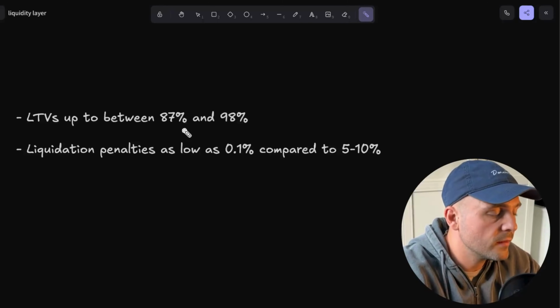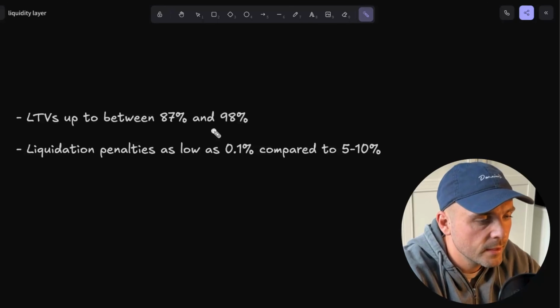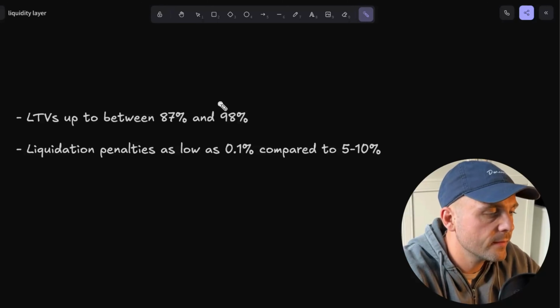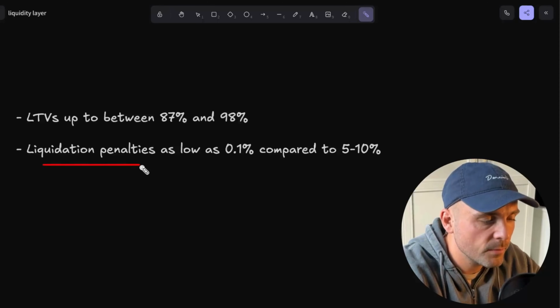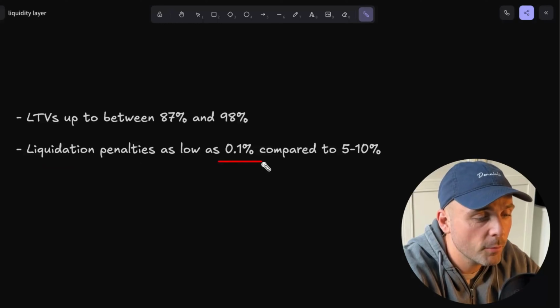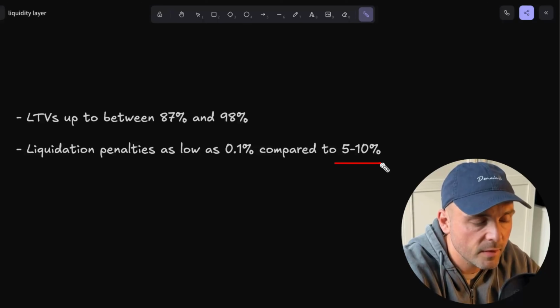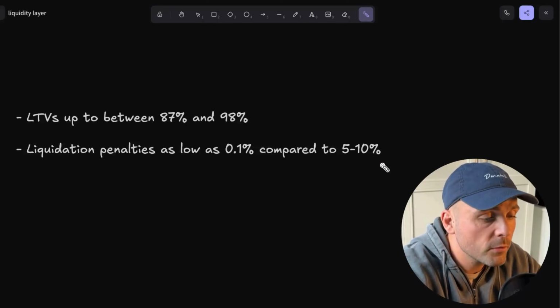Say you deposit ETH and you borrow USDC against it. And loan-to-value ratios of up to 98% for correlated pairs. So say you deposit USDC and you borrow USDT. And the second statistic to point out here is liquidation penalties, which go as low as 0.1% on Fluid Vault. And this is a stark contrast to other borrowing protocols where liquidation penalties lie between 5 and 10%. So from a borrower's perspective, there's really no better place to borrow on than Fluid Vault.